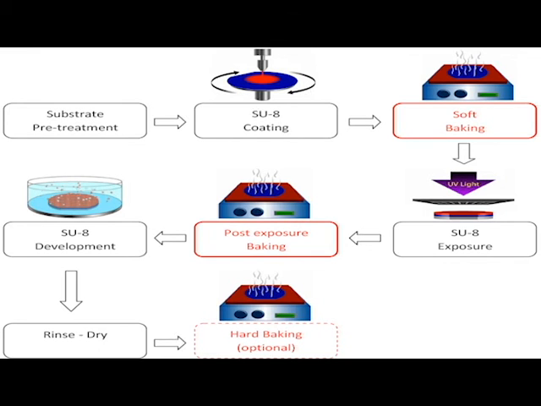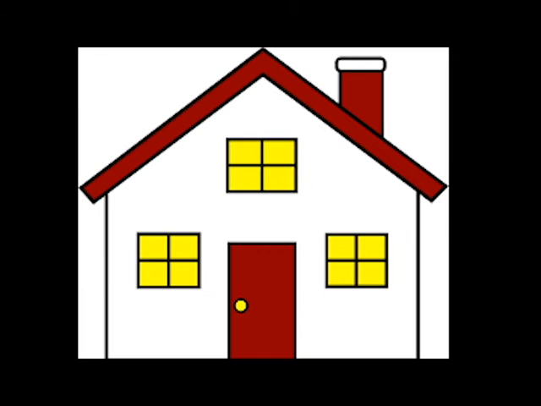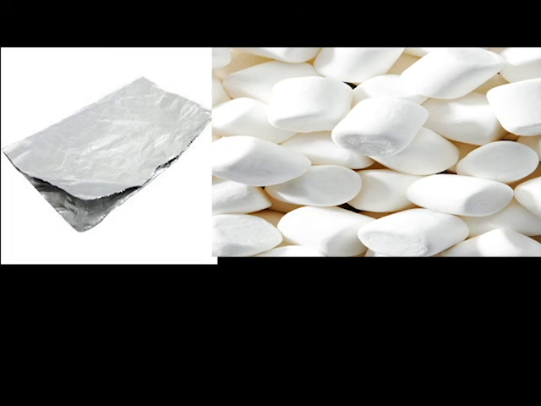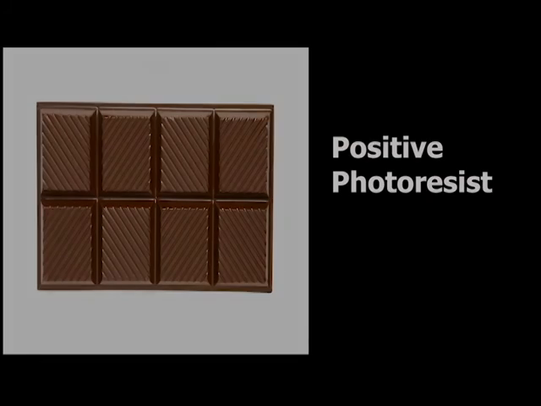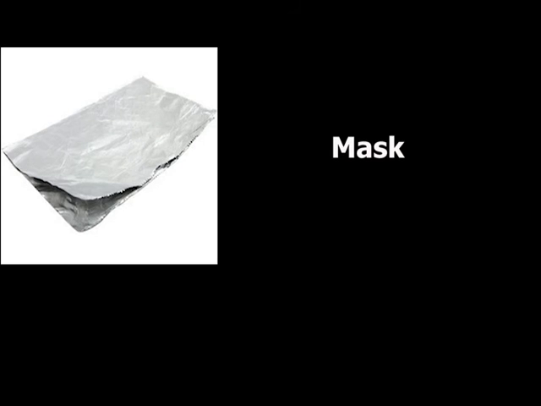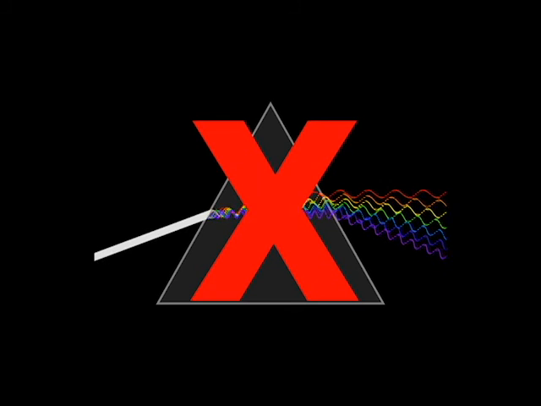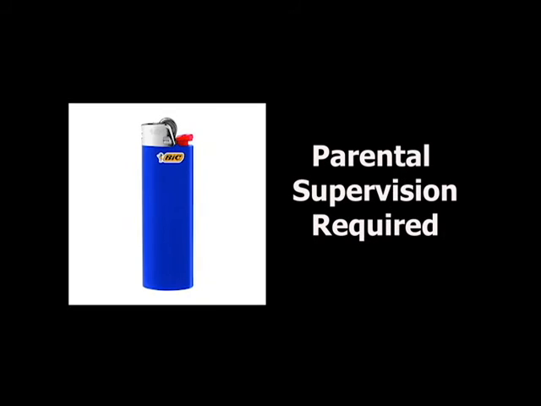Now that y'all know a little bit more about the photolithography process, we want you to use it. We want you to go home and grab some tinfoil, marshmallows, and chocolate and see if you can make the same pattern with both materials. The marshmallows represent a negative photoresist and the chocolate represents a positive photoresist. The tinfoil acts as the mask. Since the marshmallows and chocolate won't react to light, use a lighter or a match with some adult supervision to activate the photoresist. These are some examples of what your marshmallows could look like.